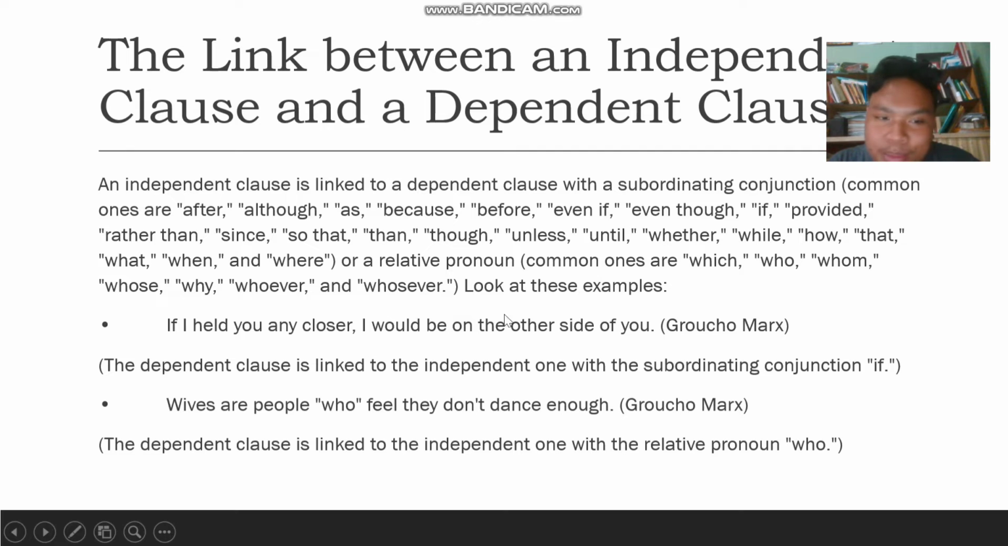Look at this example. If I held you any closer, I would be on the other side of you. The dependent clause is linked to the independent one with the subordinating conjunction if. Wives are people who feel they don't dance enough. It tells us the dependent clause is linked to the independent one with the relative pronoun who.